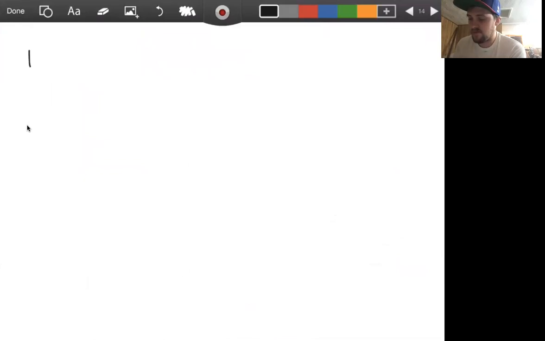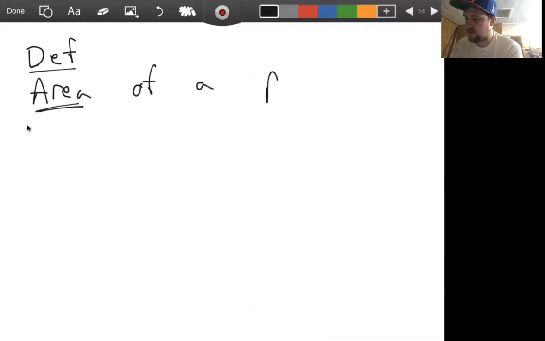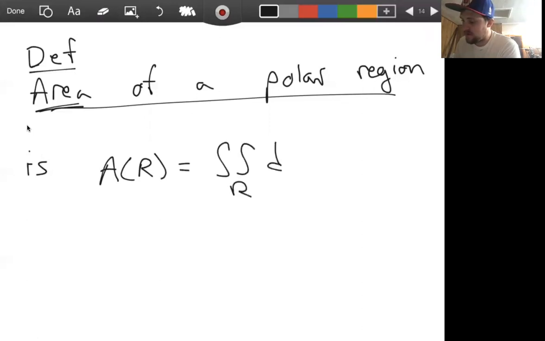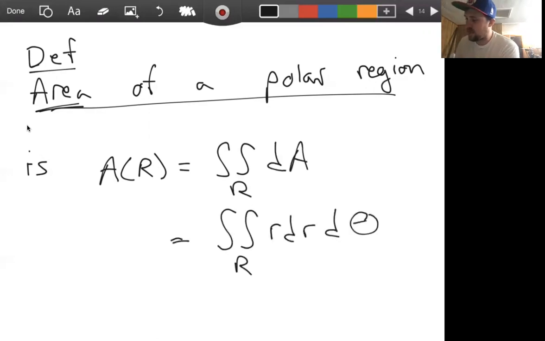And so lastly, this is where I'd like to stop for this video. Lastly, I want to quickly give a definition for the area of a polar region. Again, just like we calculated area for rectangular and general regions, the area of a polar region, and we'll say A of R, is just the double integral over the region R of dA, which is the double integral over the region R of r dr d theta. And so you can think about, when we're calculating area, you're just integrating the constant function 1. This is giving you area.